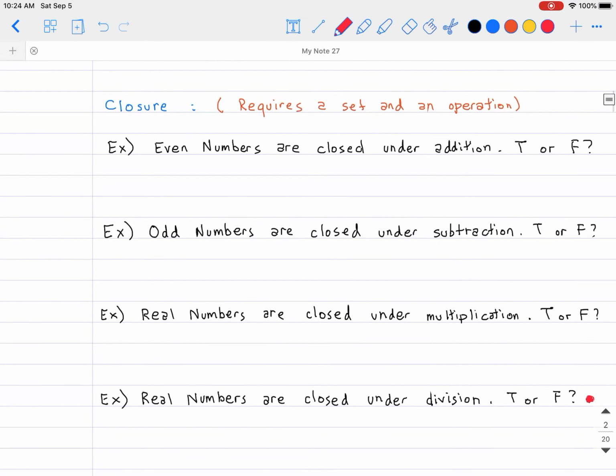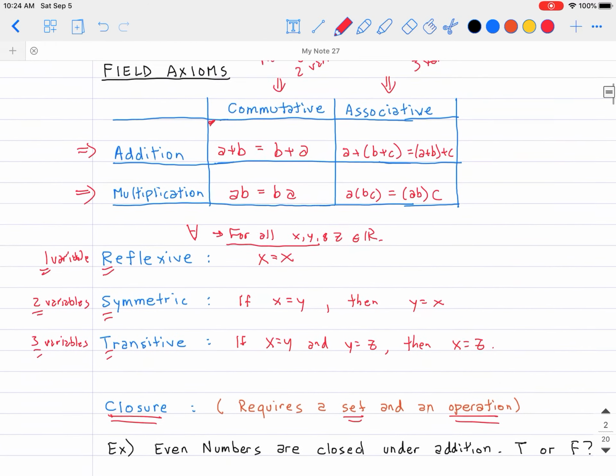Okay, this one is going to be a little bit harder to swallow because it's pretty new for a lot of people, and I think some textbooks don't really explain it too well either. So let's go through this one together. Closure is the other axiom that we're going to talk about. When we talk about closure, there are two things I need to consider: you need a set and you need an operation.